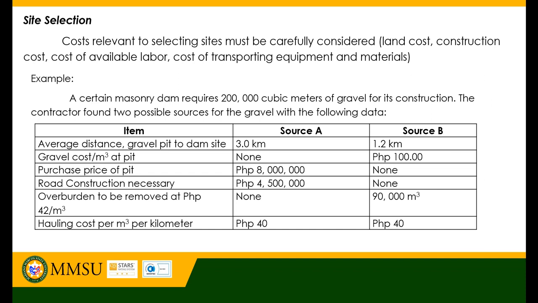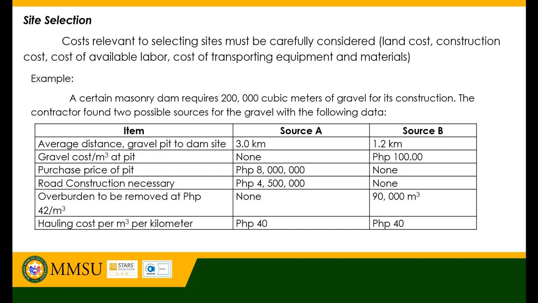So average distance gravel pit to the dump site, dump without N, of course. 3 kilometers sa source A, medyo malayo. Source B, 1.2 kilometers. Gravel cost per cubic meter at pit. Source A, walang bayad. Sa source B, may bayad. Kapag kumuha ka ng gravel daw dun sa source B, magbayad ka ng 100 pesos. Maybe that's for environmental fee.